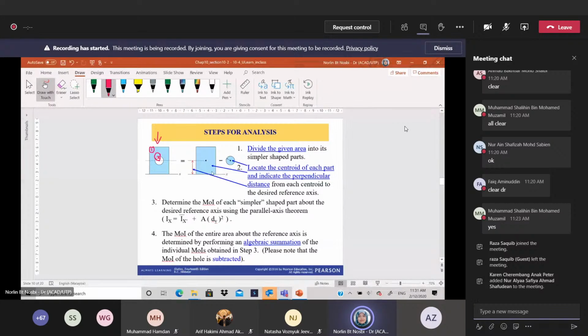Okay, third step, you have to use the equation. This is the equation that I showed you before for Ix, and then there's one for Iy. Right, Iy is equal to Iy bar plus A dx square. Don't forget to square. Last semester, last 2 semesters, there were a lot of students who forgot about the square.